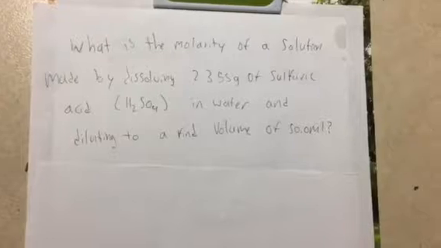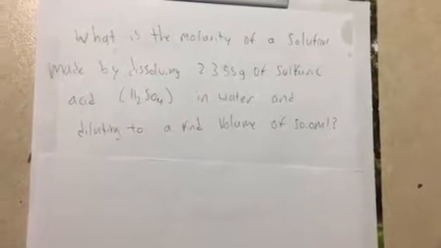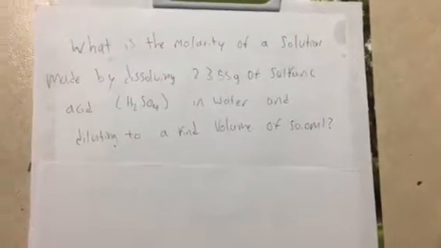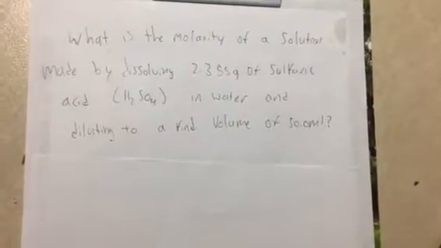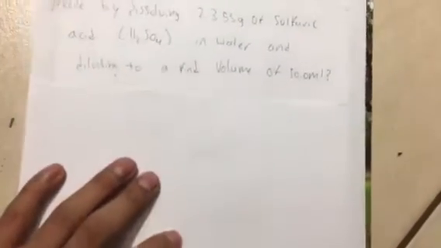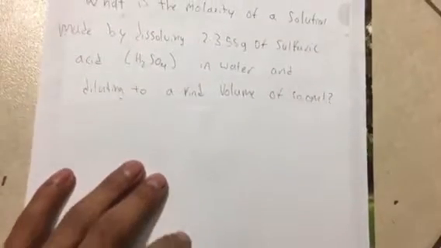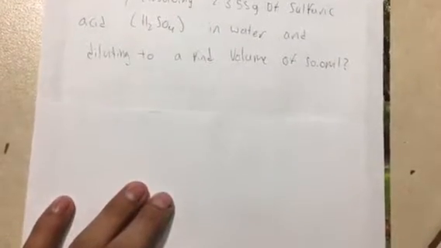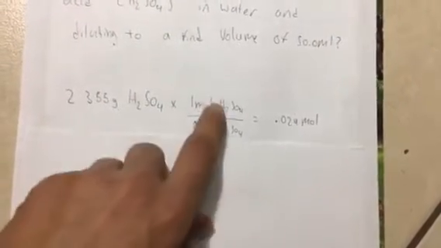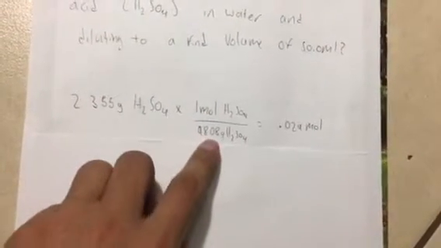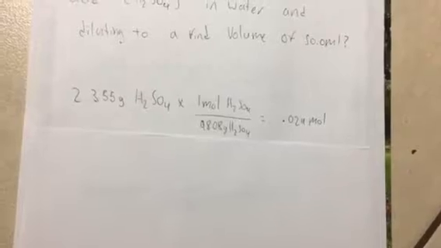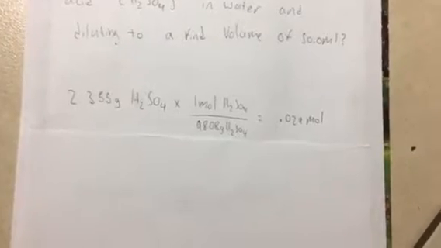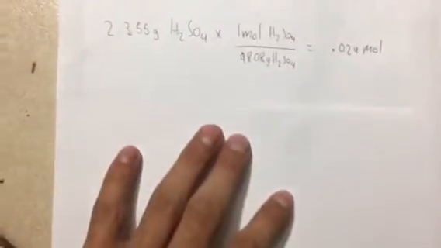Here's a question involving molarity. What is the molarity of a solution made by dissolving 2.355 grams of sulfuric acid, which is H2SO4, in water and diluting to a final volume of 50 mL? First, we have our constant, which is 2.355 grams of sulfuric acid. So let's begin with that. We have to change that into moles. So we'll use the molar mass of sulfuric acid, which is 98.08 grams per mole, and that equals about 0.024 moles.